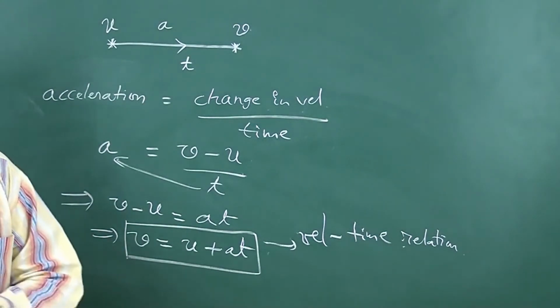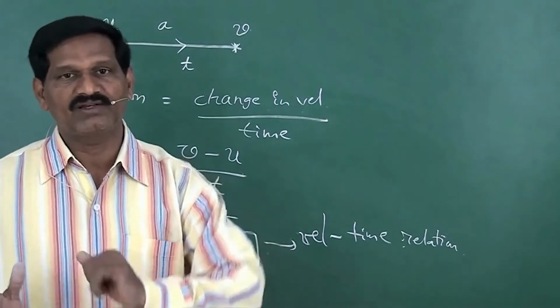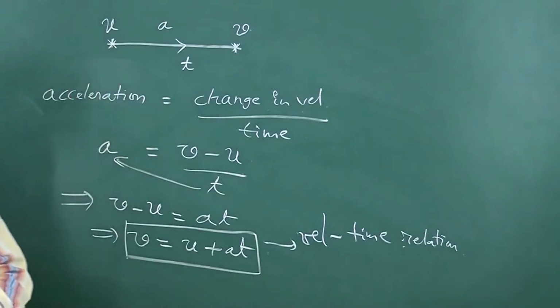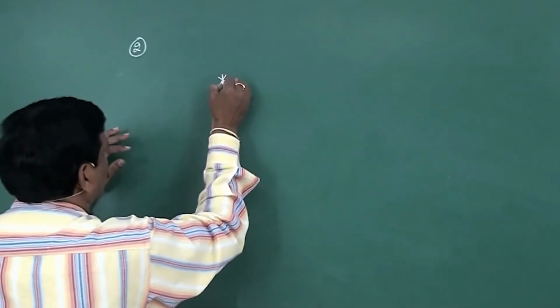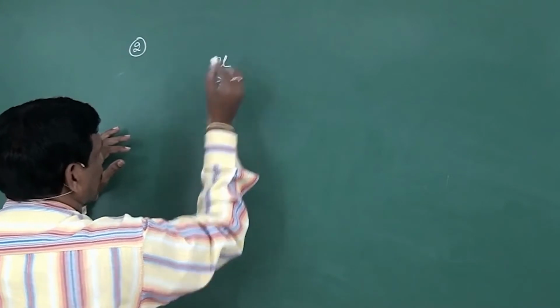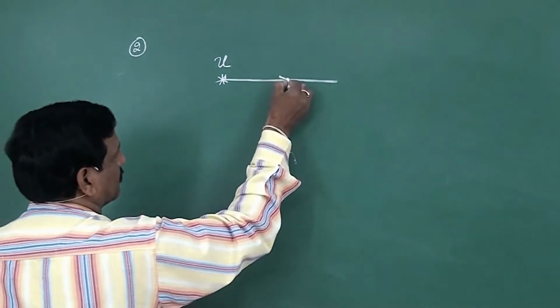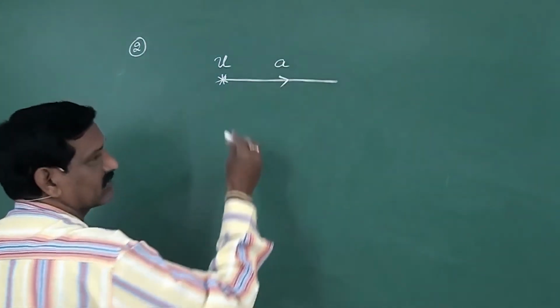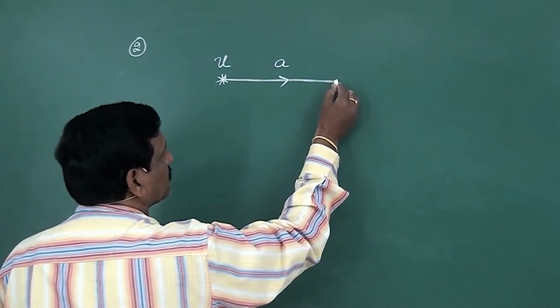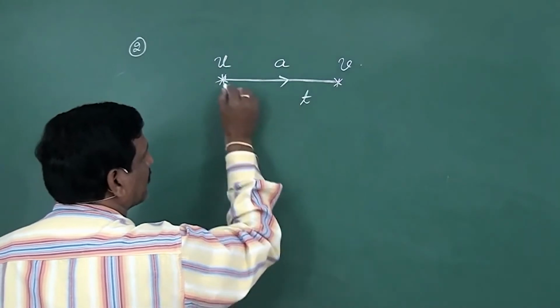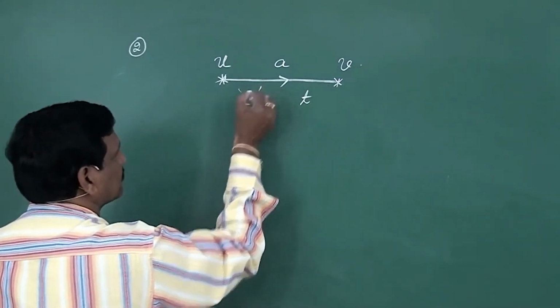Similarly, you can establish the distance time relation. This was the velocity time relation; then you can write the distance time relation. So we can establish the second relation. For this, consider a body that starts with an initial velocity u, moves with uniform acceleration in a straight line like this, and attains a velocity v after a time of t, covering a displacement of s.